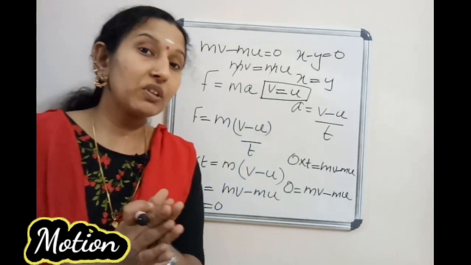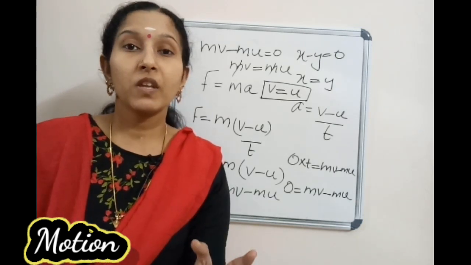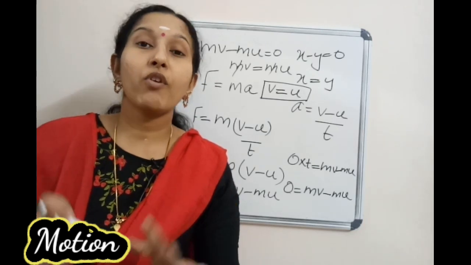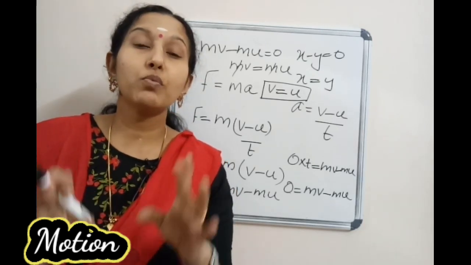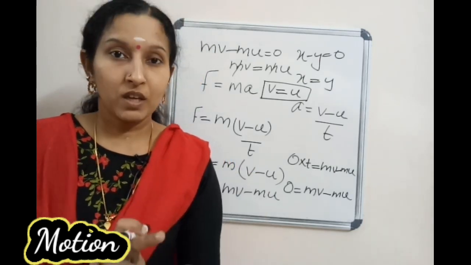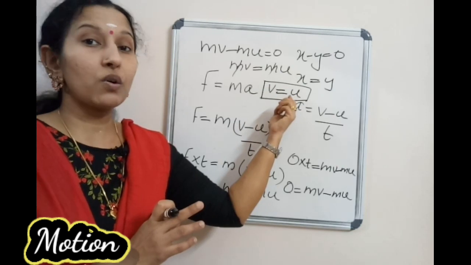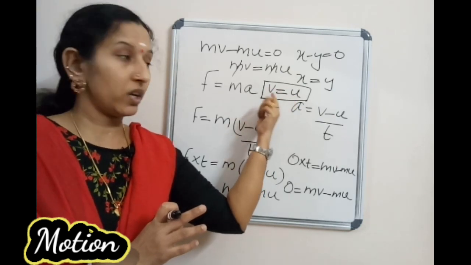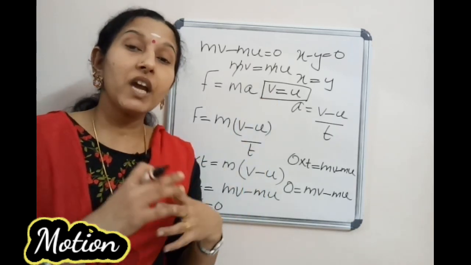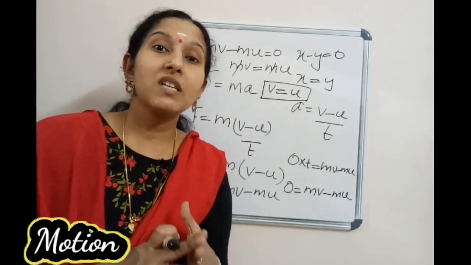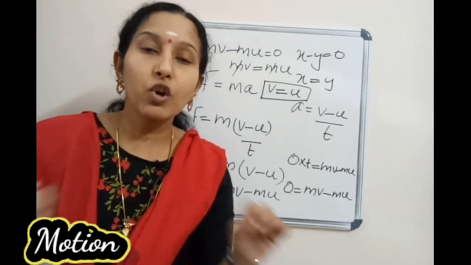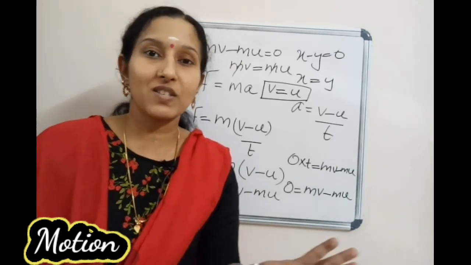So if v equal to u, the object will continue to move in uniform velocity. If u equal to 0, v also equal to 0. What does it mean if v and u are 0? If the initial velocity and final velocity are 0, the object is at rest.